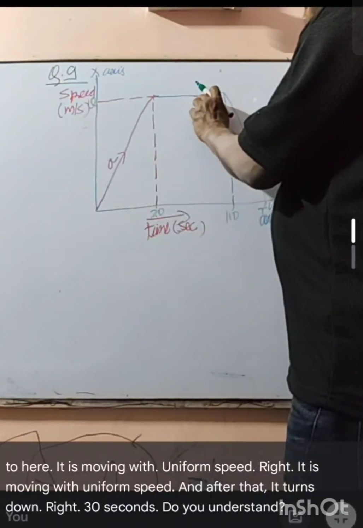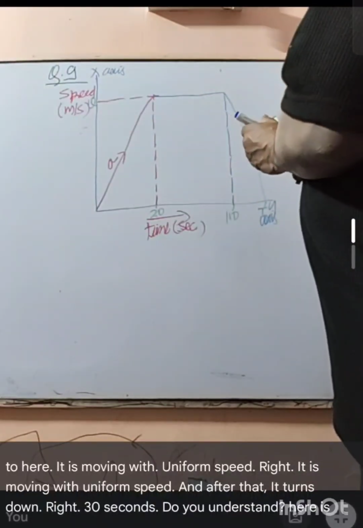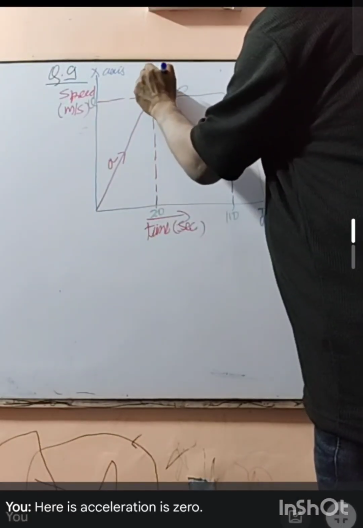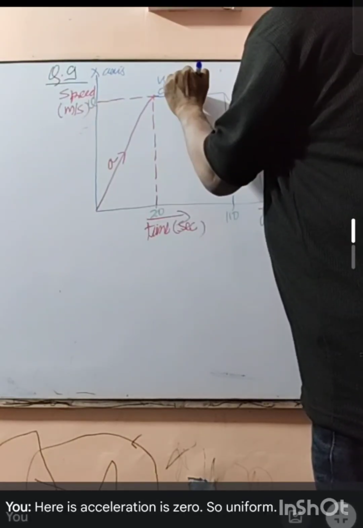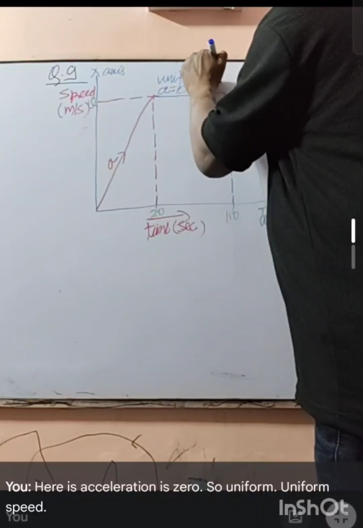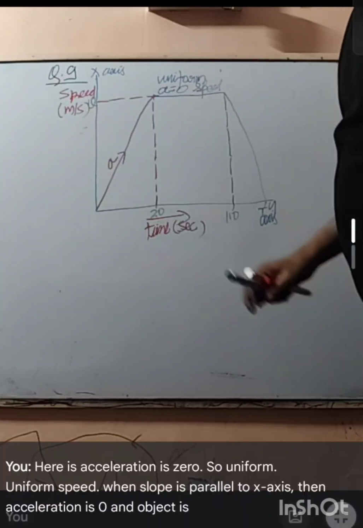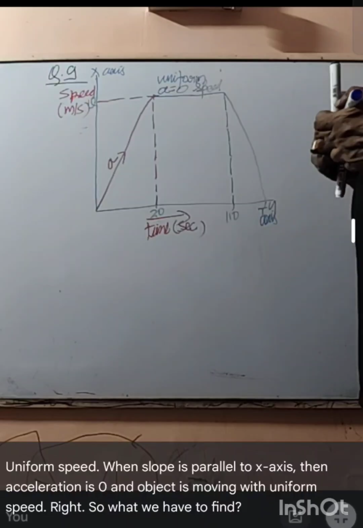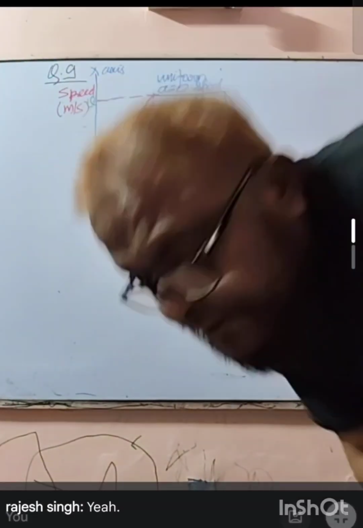Do you understand? Here acceleration is 0. So uniform speed. When slope is parallel to x-axis, then acceleration is 0 and object is moving with uniform speed, right? So what we have to find here?